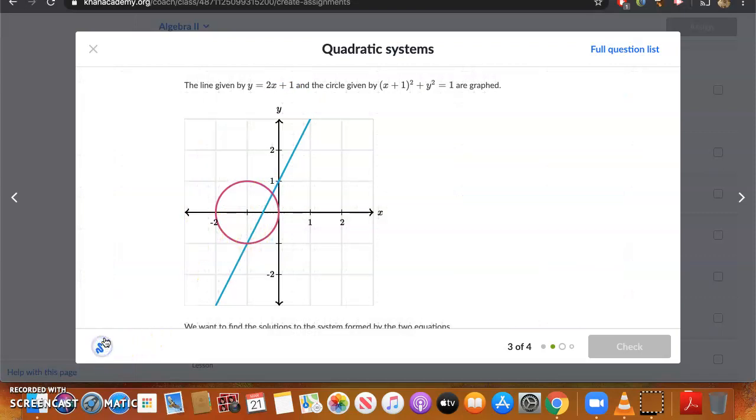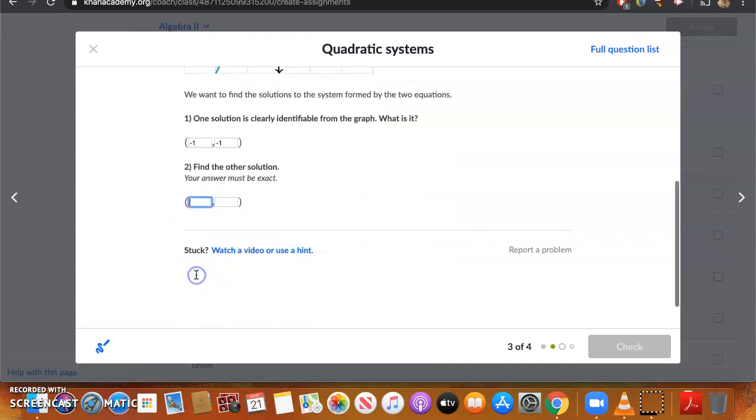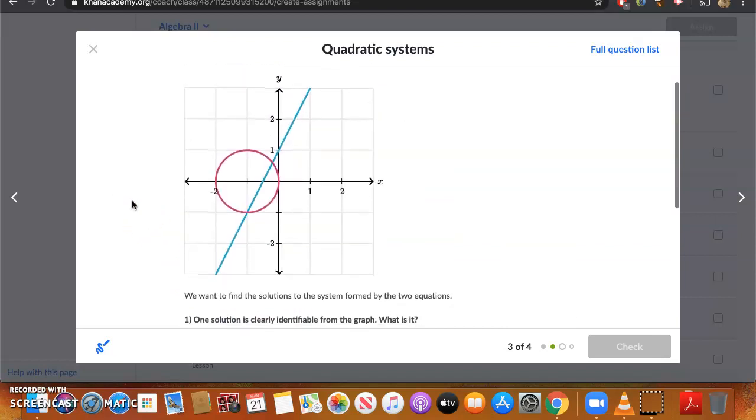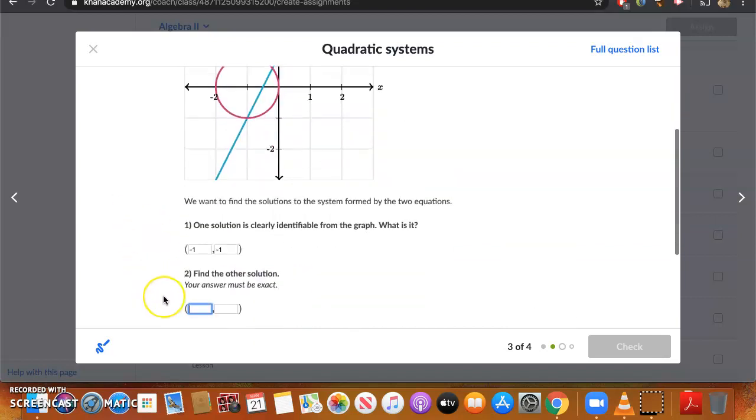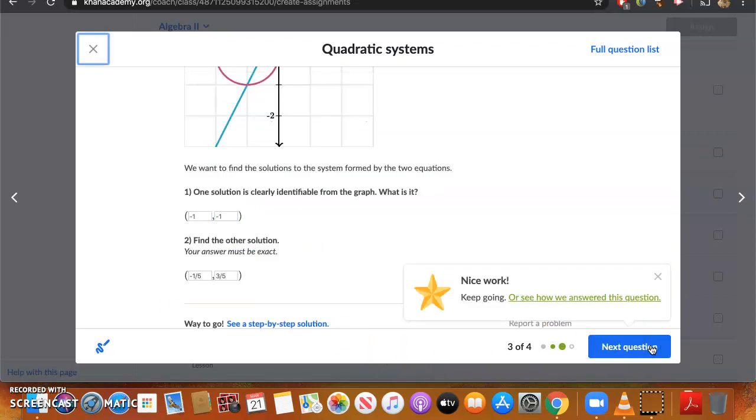Okay, so let's put that in. Scroll up, and so we had negative 1/5, negative 1/5, and then we had 3/5, correct? And there's our correct answer. Okay, guys? All right.